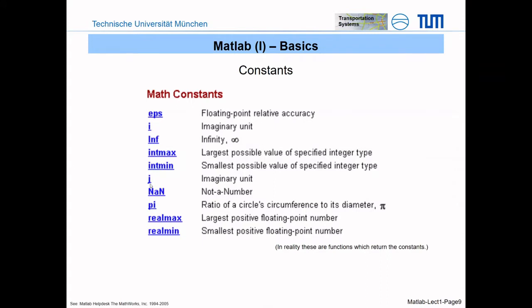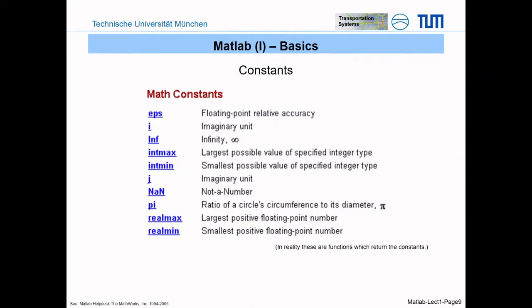And then you have i and j, which is the imaginary unit part. And you have two other things, Inf and NaN, not a number. So these are special classifiers which define an infinite number or not a number. Not a number is often used in statistic sets to represent that there is no number available, or it will also be the result of a calculation, for example, division by 0 or something like that.